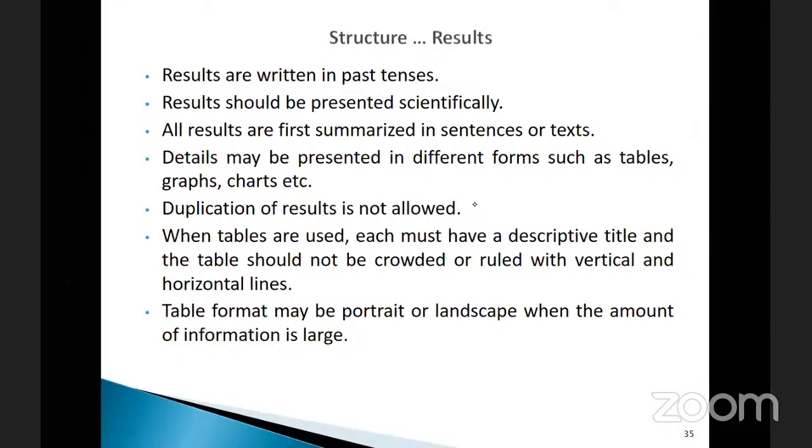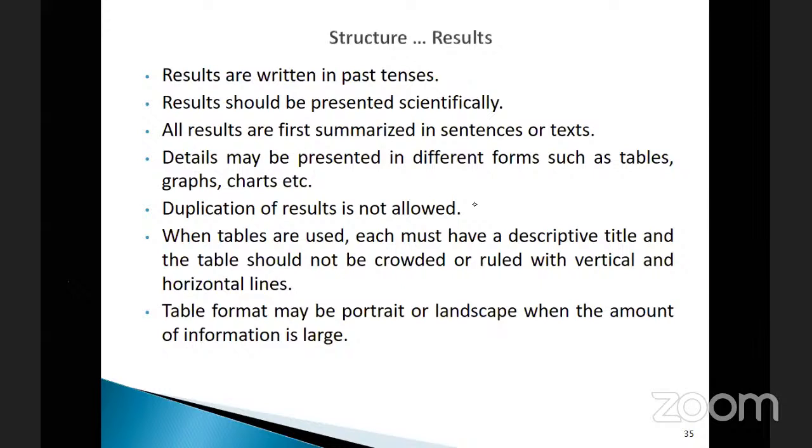Then the results. Results presentation, we have to be very careful. Results are written in past tense. Results should be presented scientifically. What do I mean? All results are first summarized in sentences or text. Then details may be presented in different forms, such as graphs, tables, charts, pie chart, bar chart. But duplication is not allowed.